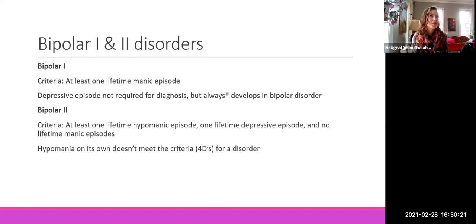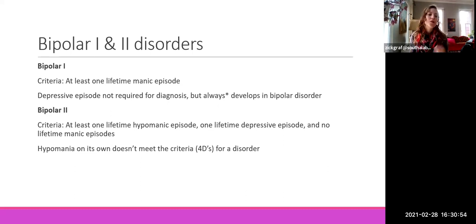But in almost every case, there are so few documented cases of unipolar mania that bipolar disorder is basically by definition both manic and depressive episodes. Because just having lifetime depressive episodes is diagnostic of major depressive disorder, the key to bipolar disorder is that you've also had at least one manic episode in your life. For bipolar 2 disorder, the criteria are identical, except you can't have had a manic episode. It has to have been a hypomanic episode.